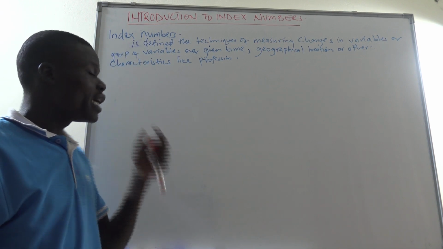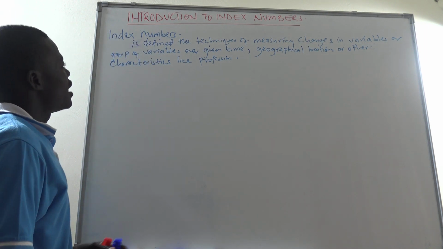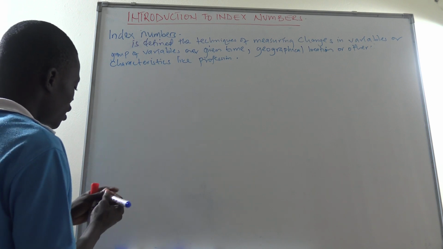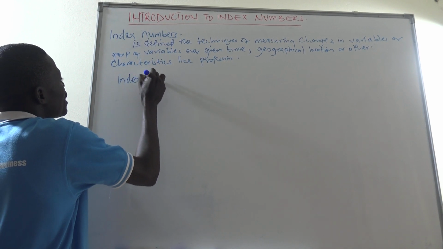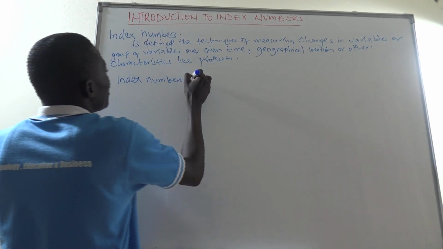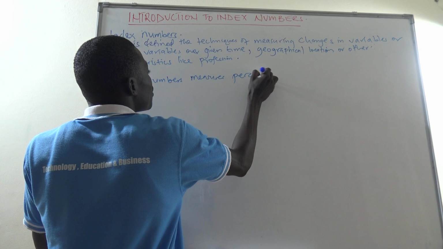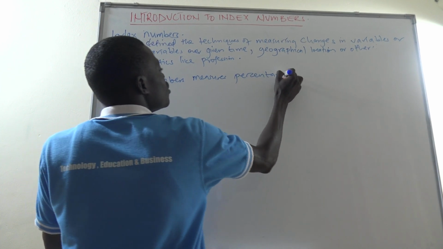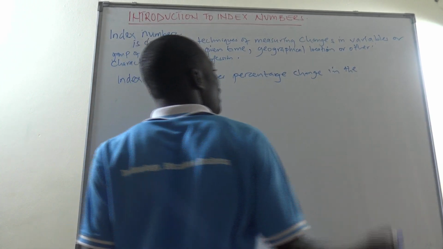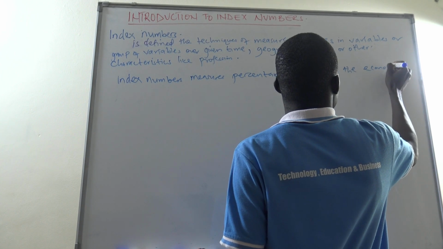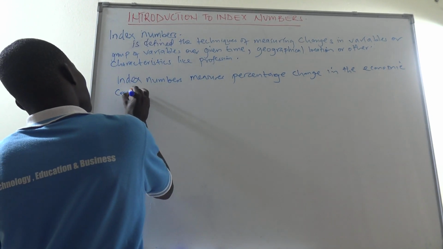So this index number mainly measures the quantity or the change in commodities. It can also measure the economic change in commodities. Index numbers measure percentage change in the economic commodities.